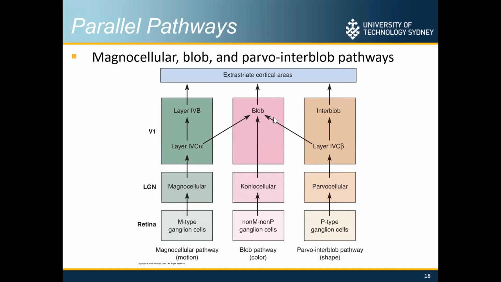Properties of blob cells include having receptive fields that are center surround and color opponent. They would be monocular and lack orientation selectivity. And lastly, they would have a high incidence of wavelength sensitivity, which suggests that the neurons are involved in the analysis of object color.